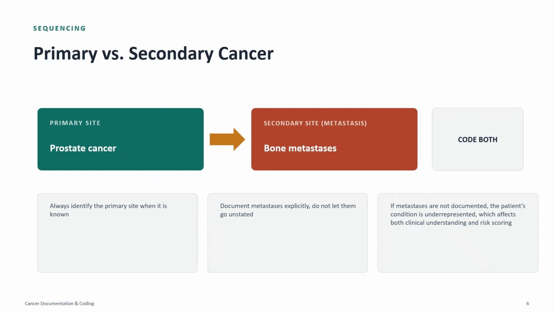So we want to always identify the primary cancer when it's known, and if metastasis exists, it should also be documented clearly. For example, prostate cancer with a bone metastasis, both the primary and the secondary site need to be coded. If the metastases are not documented, the patient's condition is underrepresented, and that affects clinical understanding as much as it affects the risk score.